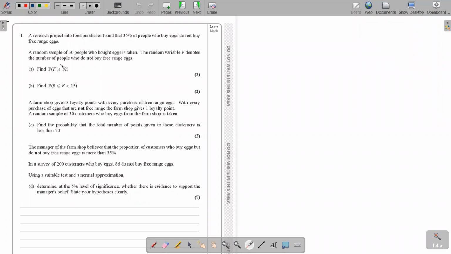The first thing is, what's the first thing you should do here? You must be able to identify the distribution that you are working with. What's the model? First of all, they say capital F is your variable. It denotes the number of people who do not buy free-range eggs. So then what does F follow? F follows a what distribution?